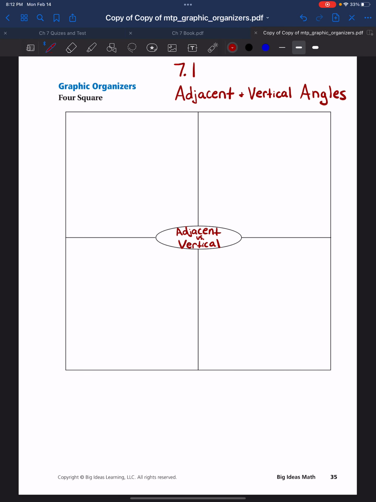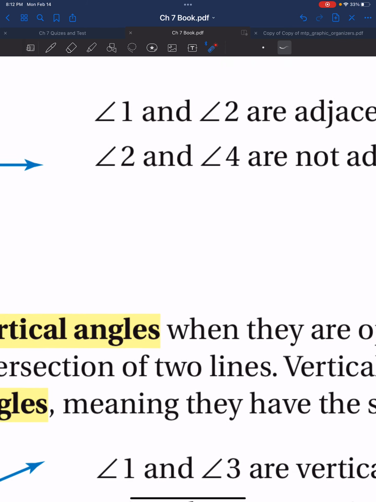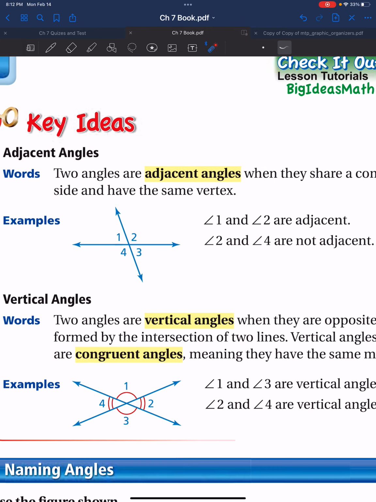Adjacent versus vertical. Okay. So over here, key idea, super important. Let's read it. Adjacent angles are two angles that share a common side and have the same vertex. Remember, vertex is that center. The vertex is like when I make a ray, the vertex is that dot right there. So on an angle, the vertex is the point, okay? So let's look at their example.